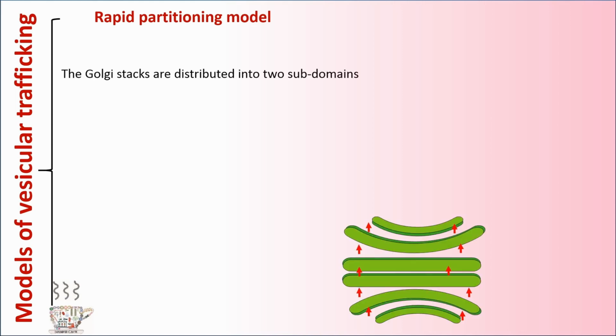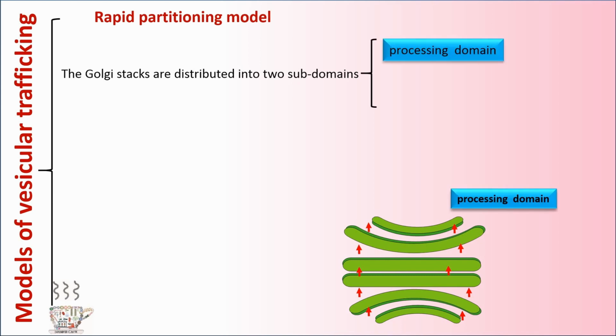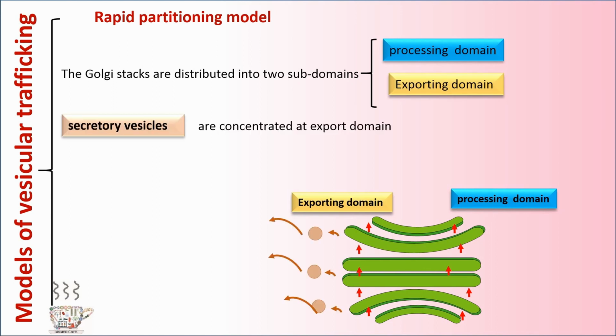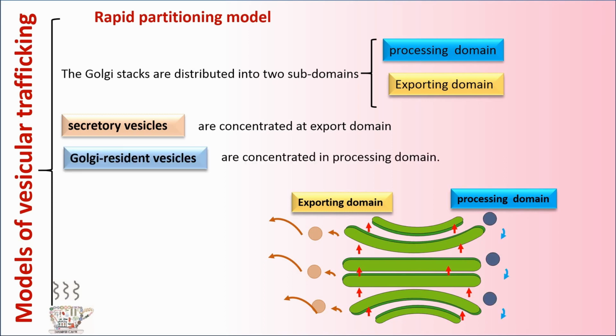The second model is the rapid partitioning model. The Golgi stacks are distributed into two subdomains: processing domain and exporting domain. Secretory vesicles are concentrated at the export domain, but Golgi resident vesicles are concentrated in the processing domain.